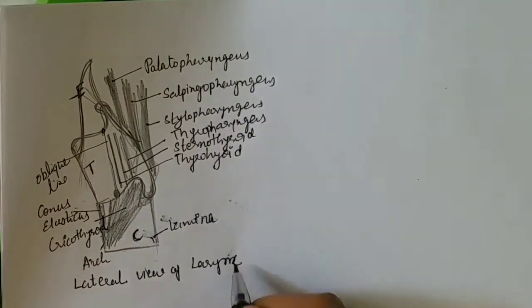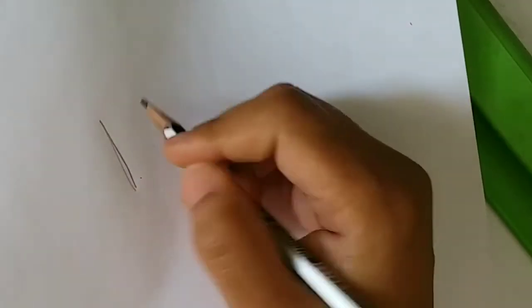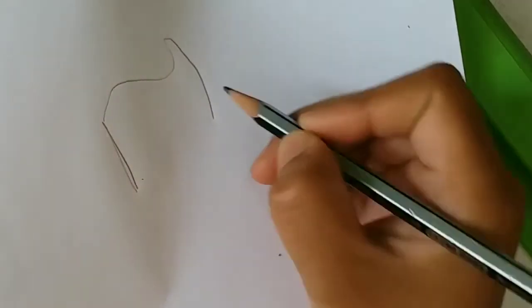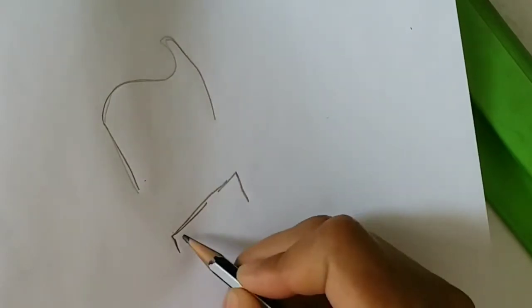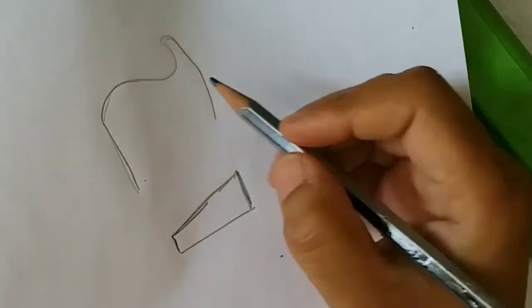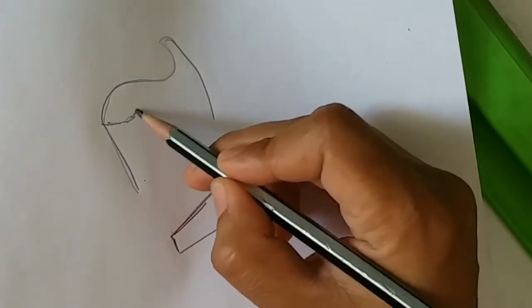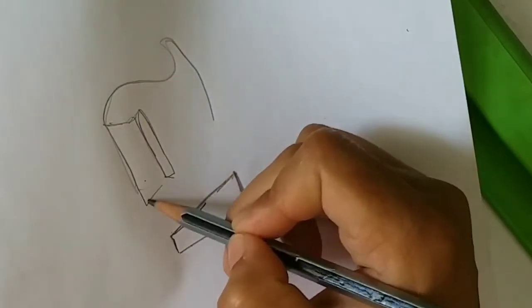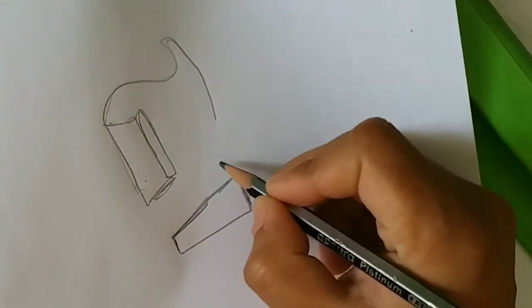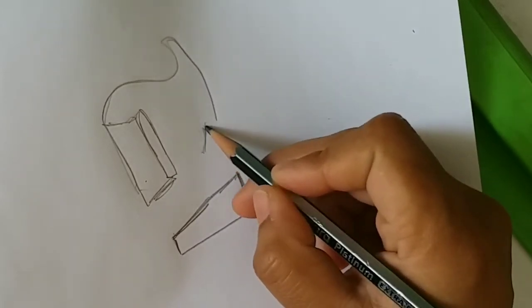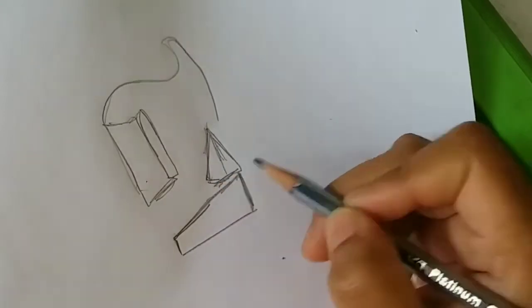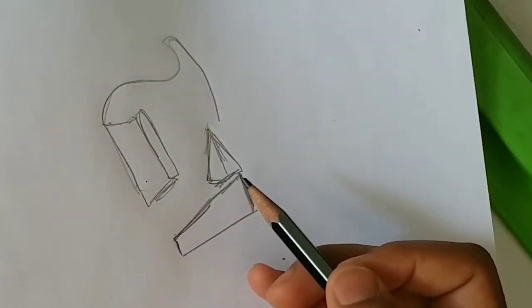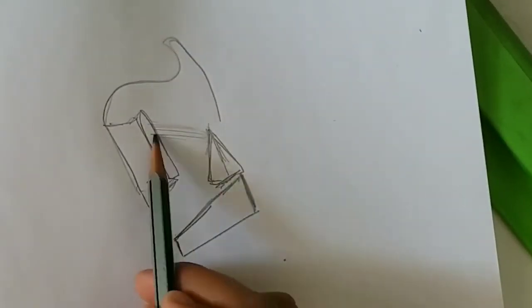Here we see the lateral view of the larynx. There is the lamina of the thyroid cartilage, and inferiorly the cricoid cartilage. Here we see the arytenoid cartilage. It has a medial surface, posterior surface, and anterolateral surface.